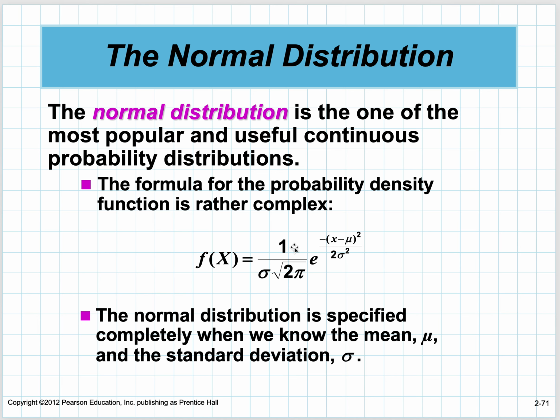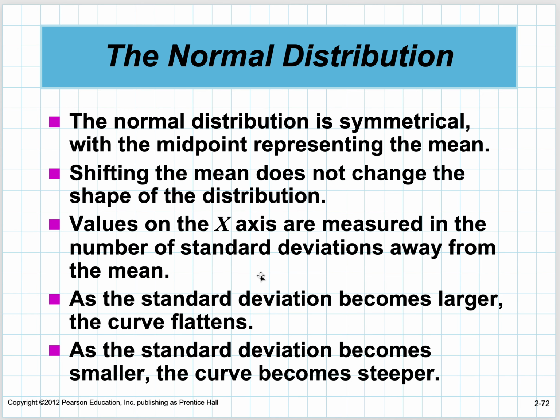There's not a set formula for the CDF because it requires calculus to do it. It's a calculus problem and it's beyond the scope of this lecture. Yet people, without ever having taken calculus, use the normal distribution. So the normal distribution is symmetrical, with the midpoint being the mean. Shifting the mean does not change the shape of the distribution. The values on the x-axis are measured in the number of standard deviations away from the mean.